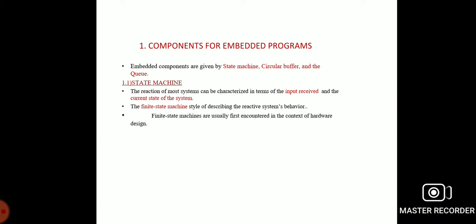So we can use the state machine. The reaction of most systems can be categorized in terms of input received and the current state of the system. The finite state machine is a style of describing the reactive system's behavior, and finite state machines are usually first encountered in the context of hardware design models.